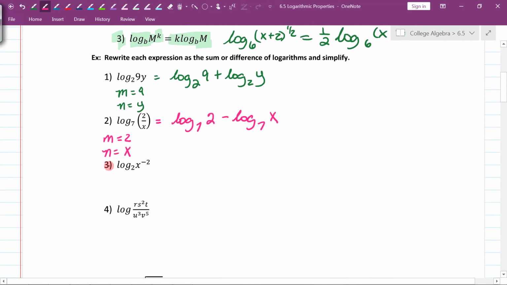Number 3, this one here, we're simply going to take our power, it's called the power rule, and apply it where we bring it down out front. So we're going to let our negative 2 come out front, and we're going to say multiplied by log base 2 of x.